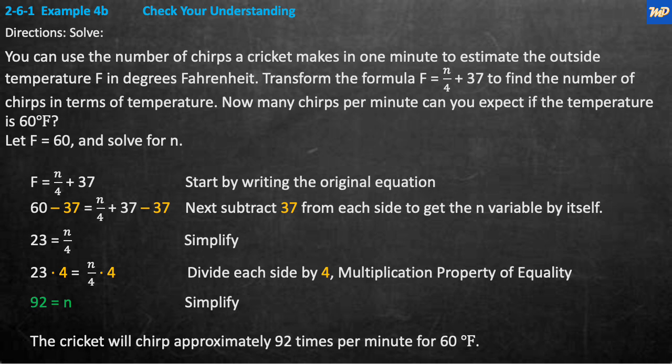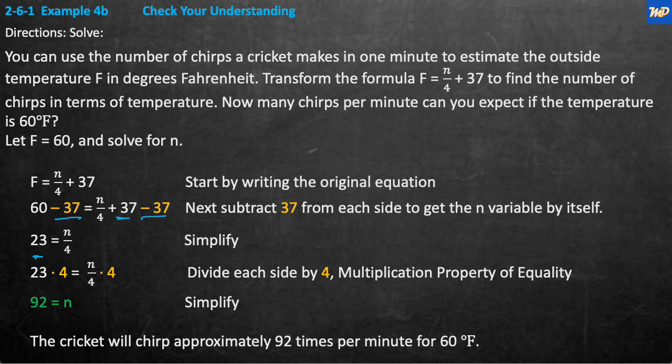Okay, so we're writing the equation. F equals N divided by 4 plus 37. Start by writing the original equation. Then we're substituting, we have the F is going to be 60, right? So 60 minus 37 is equal to N divided by 4 plus 37. So we had to undo the addition here, and we undo that by subtracting, using the subtraction property of equality. We're going to subtract 37 from each side. So now we have 60 minus 37 is 23. We simplify this, and so it's 23 equals N divided by 4.